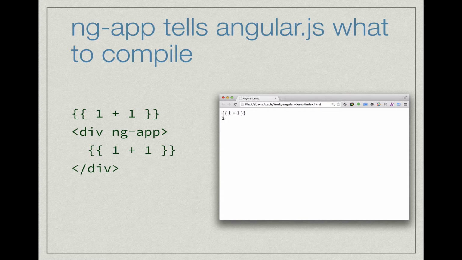ng-app, Angular won't touch. So if anybody's had experience with Backbone, and you've needed to do checks for whether or not a certain ID is in a page, whether or not it does its thing. Has anybody ever run that check in old code? I'm going to be the only one. Okay. Well, it's a thing, and it sucks. In this case, we don't have to.